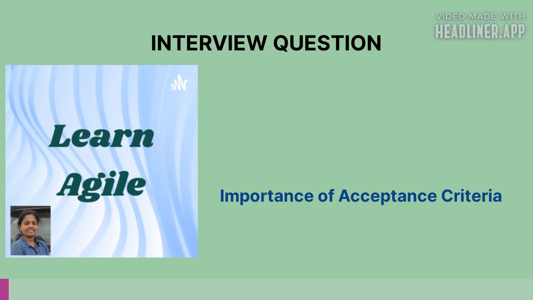Today's interview question is why acceptance criteria is very important in a work item. We have already talked about definition of ready, and in definition of ready, acceptance criteria plays a very major role. It is one of the checklist items. Why is it given a very big priority? Acceptance criteria gives the complete details about that particular work item, both functional and non-functional.